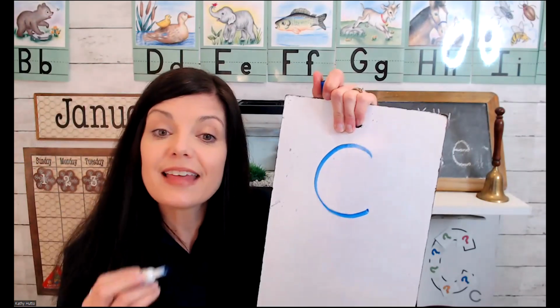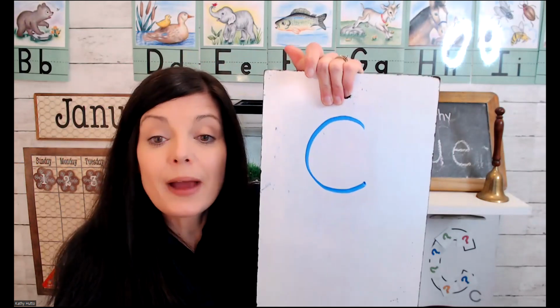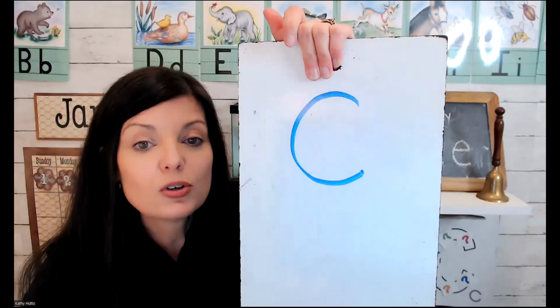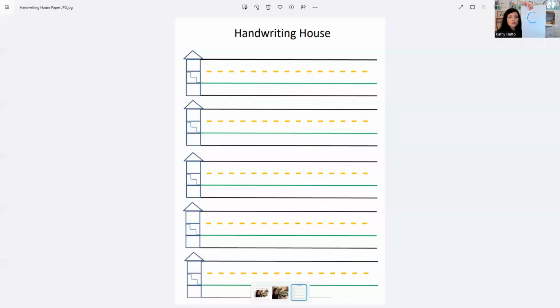Curve around just like that. Do you want to practice making letter C? You can use your own board. You can use your own paper. You can skywrite if you don't have any paper at all, or you can get your handwriting house sheet out and you can use it.